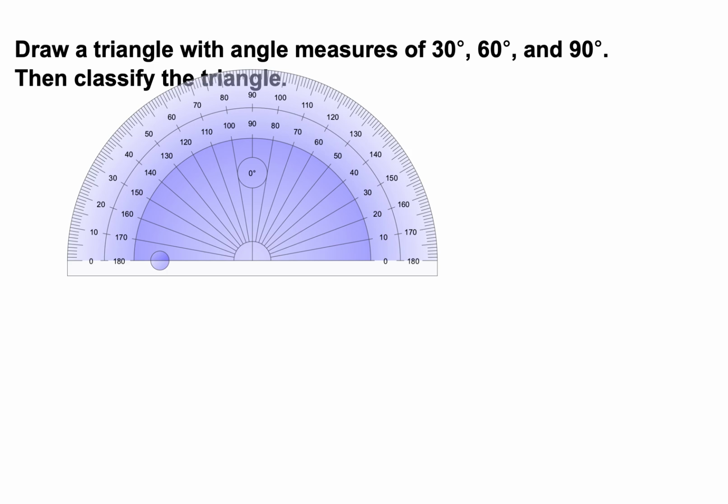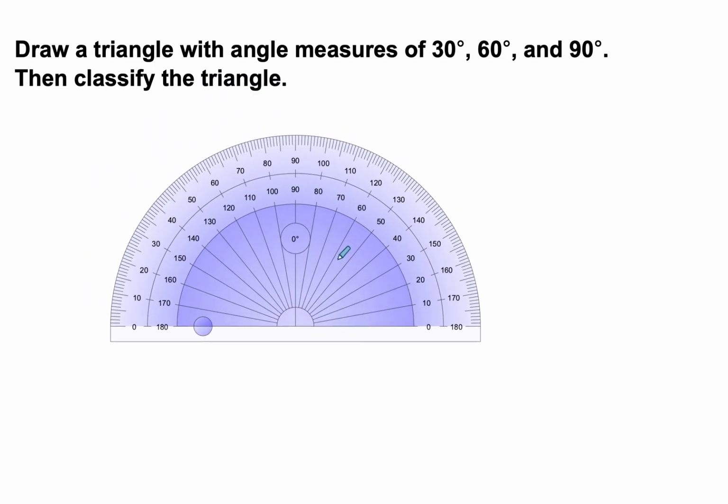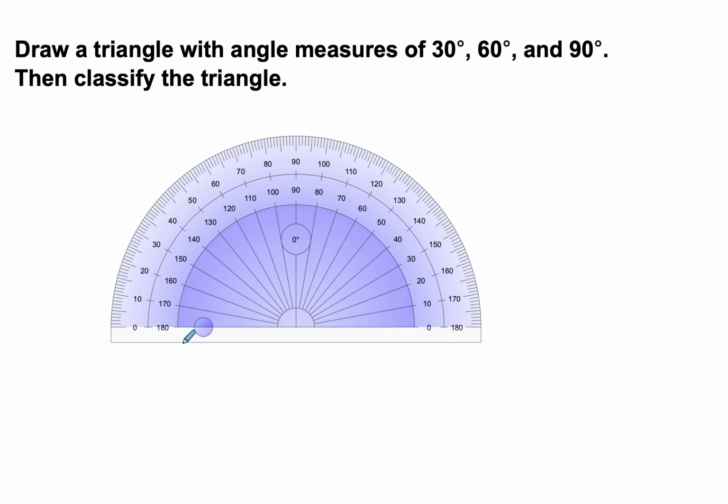For the first one here, it says draw a triangle with the angle measures of 30 degrees, 60 degrees, and 90 degrees, and then classify the triangle. Classify, remember, means name it. Okay, so you're going to start with your protractor, just like what we did on the first part of 7.3. You're going to draw a straight line using the bottom edge like a ruler. You're going to draw it nice and straight.